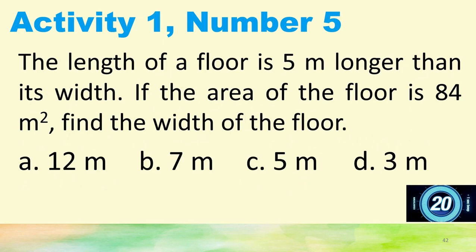Activity 1, number 5. The length of a floor is 5 meters longer than its width. If the area of the floor is 84 square meters, find the width of the floor. A. 12 meters, B. 7 meters, C. 5 meters, or D. 3 meters.